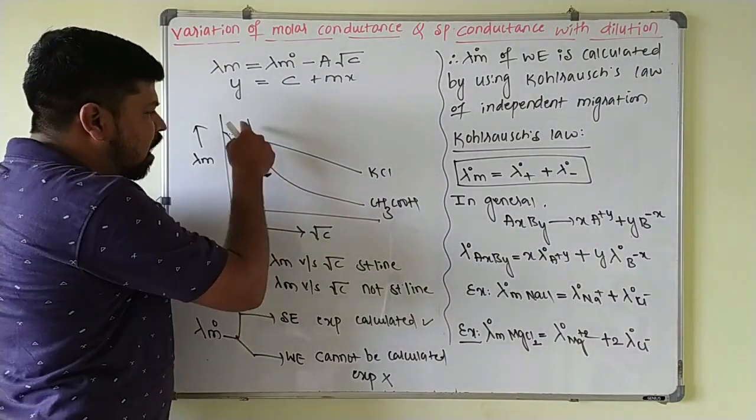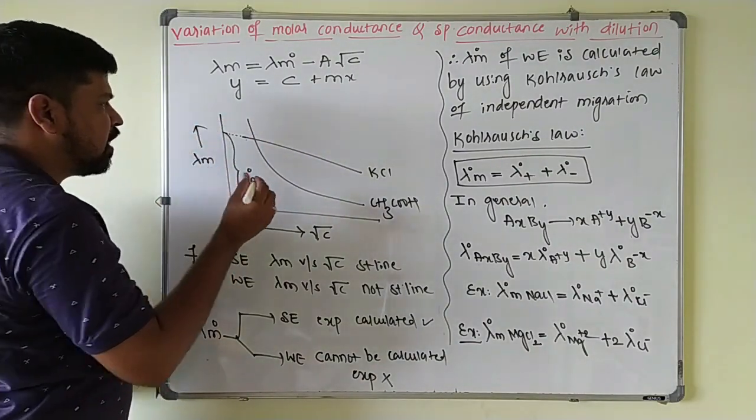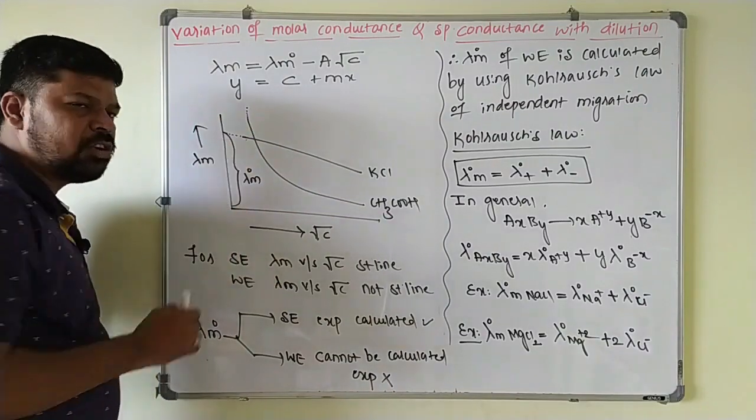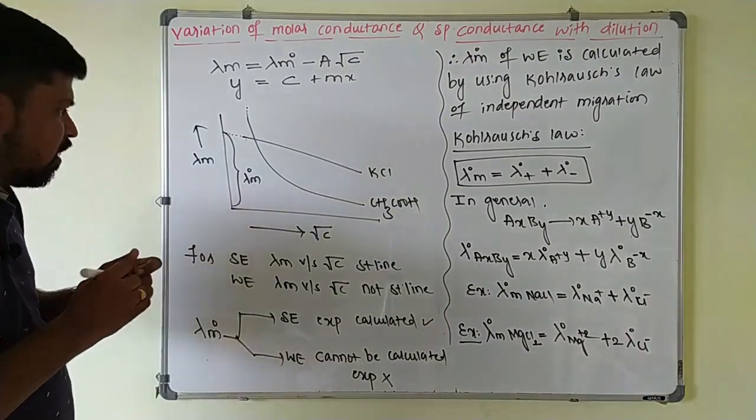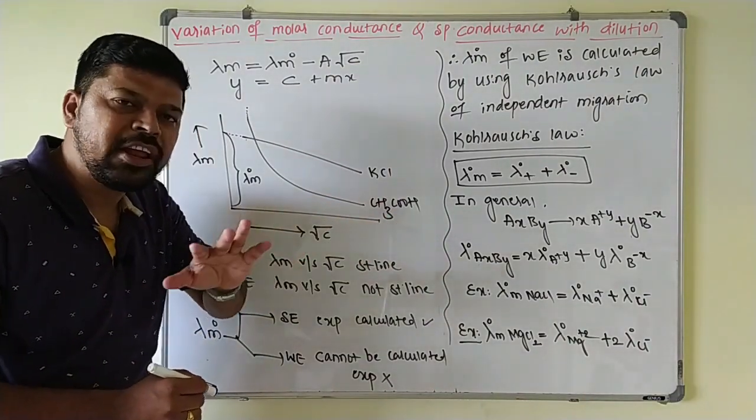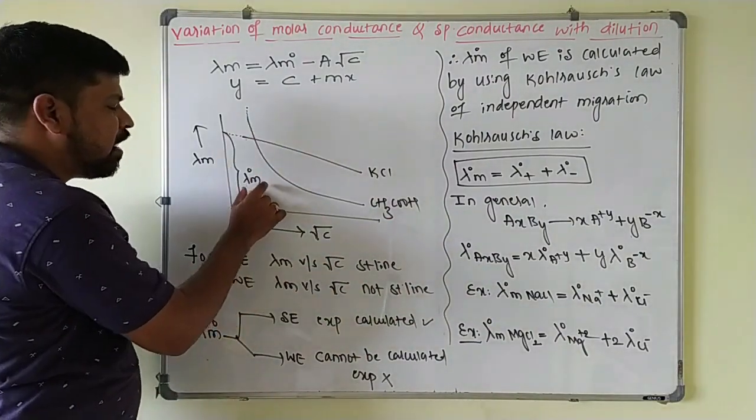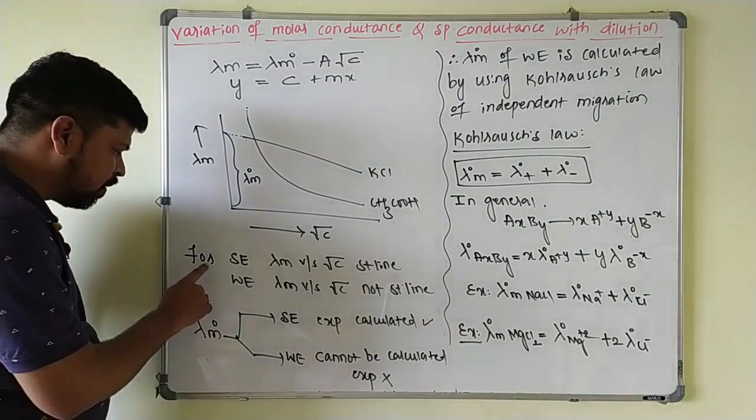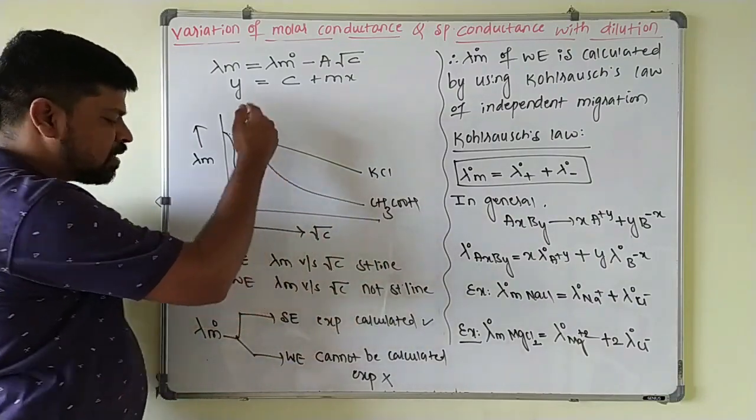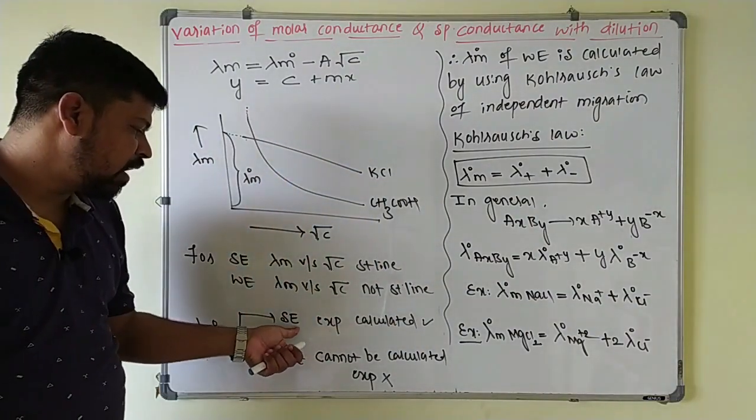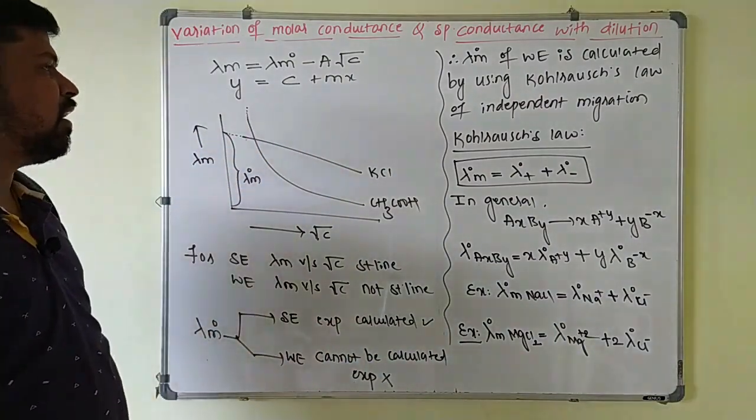But for a weak electrolyte, the graph is not a straight line. Since it is not a straight line, it cannot be extended to reach zero concentration. If you extend this line, it will never touch zero concentration, so you will not get any intercept. Therefore, the limiting molar conductivity of a weak electrolyte cannot be calculated experimentally in the laboratory. Only for a strong electrolyte can we calculate it.